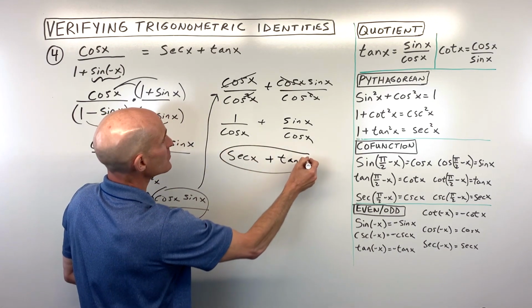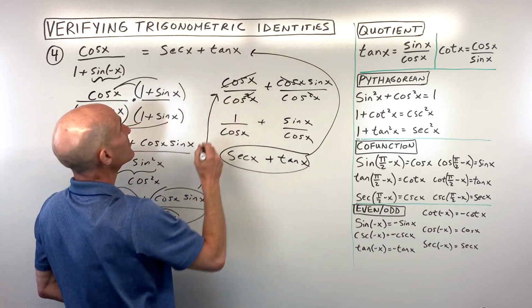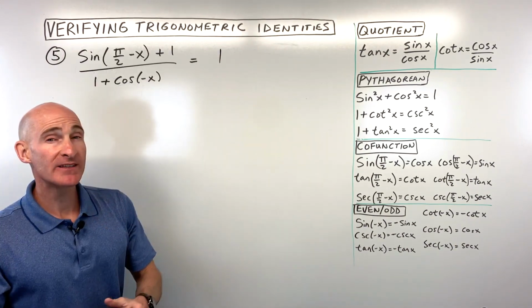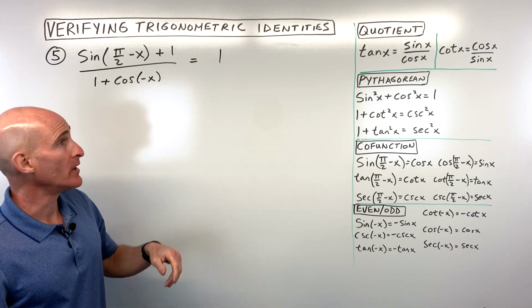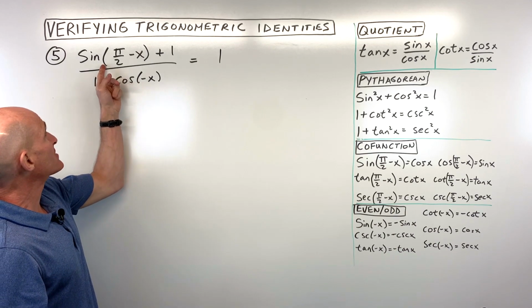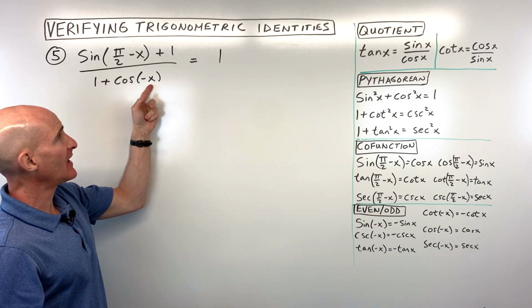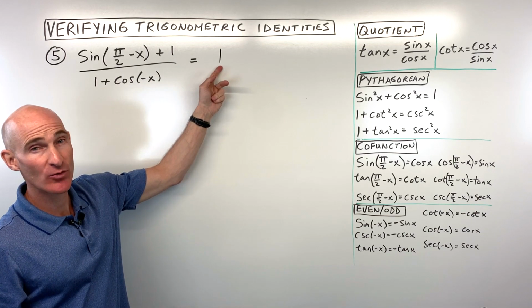And you can see that's what we were trying to prove here, secant x plus tangent x, and you got it. Okay, see if you can pause the video and do number 5 on your own. Here we have sine of pi over 2 minus x plus 1, all over 1 plus cosine of negative x, and we're trying to show that equals 1.